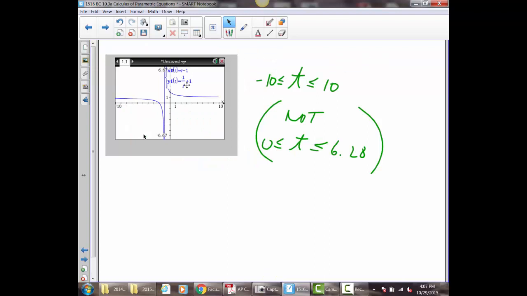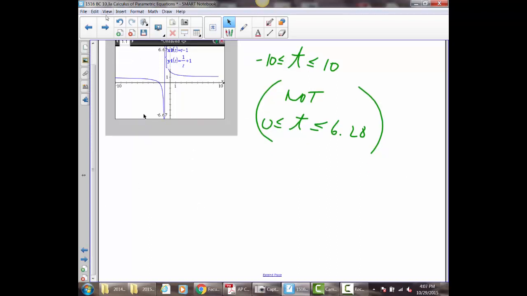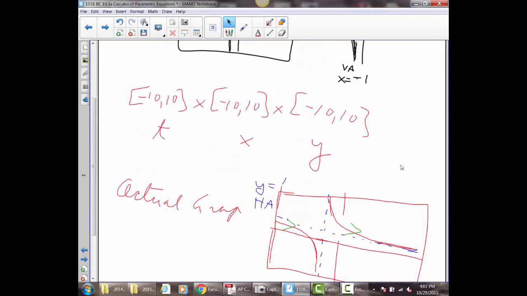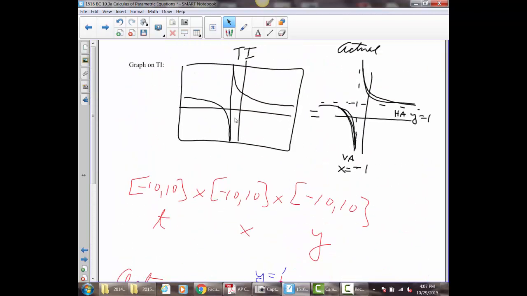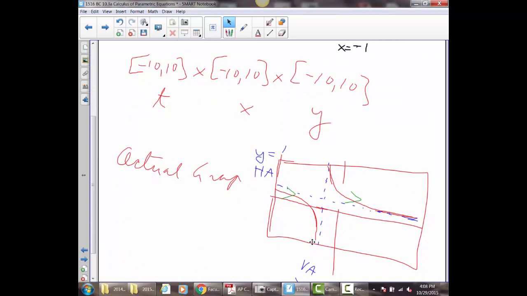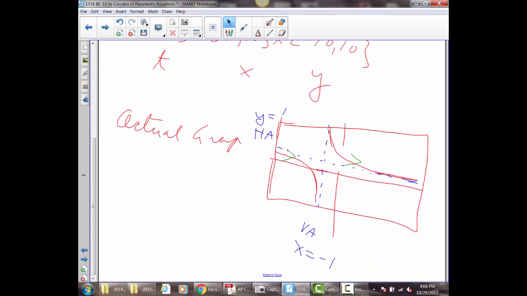x equals t minus 1, y equals 1 over t plus 1. Now, this is the graph I get if I let my t go from -10 to 10. If you leave it at 0 to 6.28, you're not going to see very much. Now, one of the things you will notice sometimes is it'll look like it's drawing in the vertical asymptote. It's not, it's just connecting 2 points. It's not really a vertical asymptote, but you should know what the actual graph looks like. You should be able to figure out the direction of said graph.